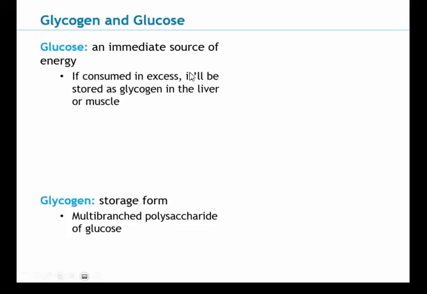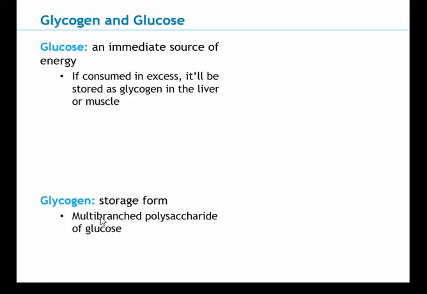So first, glucose, we know it's our immediate source of energy. It's a single sugar. If we consume this in excess, it turns into the storage form in the liver or the muscle, which is glycogen. So glucose, we only need so much of it to be regulated through our bloodstream, as blood sugar. And what we don't use for energy, we store it. And we'll talk later about the liver storage and the muscle storage.